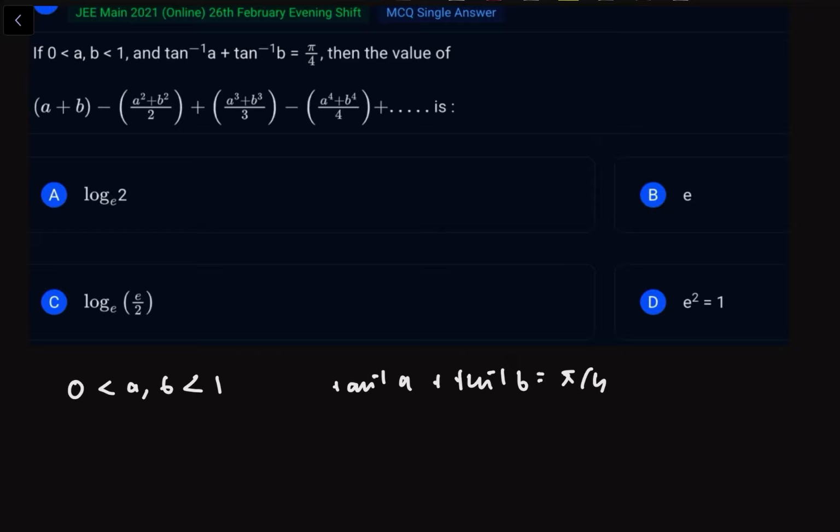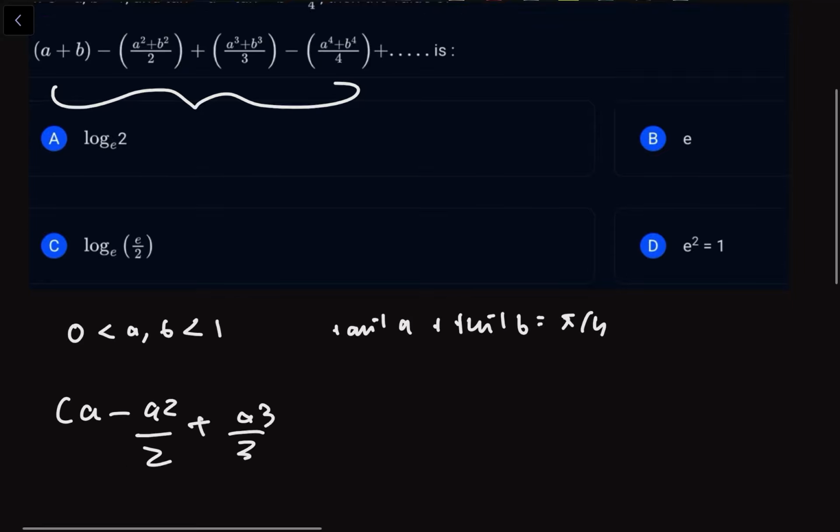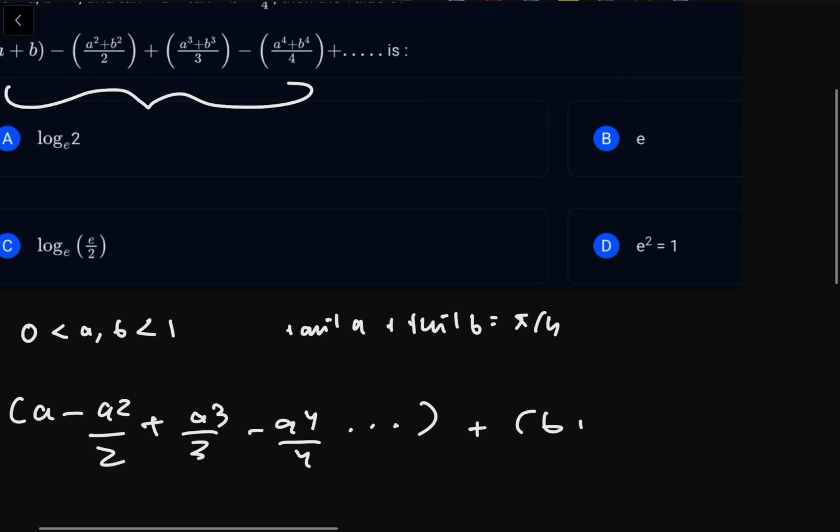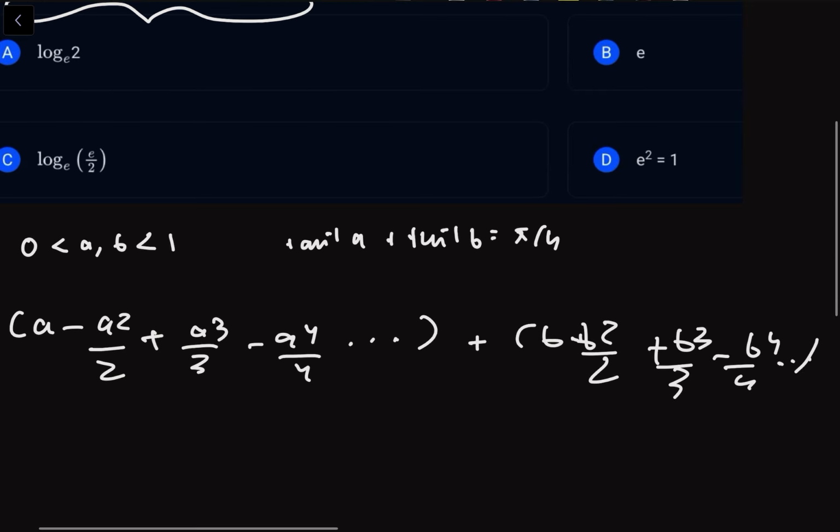So essentially we need to find the value of this expression. Let me just regroup this expression, as I'll group the a terms together. So a minus a square by 2 plus a cube by 3 minus a to the power 4 by 4 dot dot dot till infinity, plus b. This is our expression which we need to evaluate, right? So let's just call it S, minus b square by 2 plus b cube by 3 minus b to the power 4 by 4 dot dot dot till infinity.